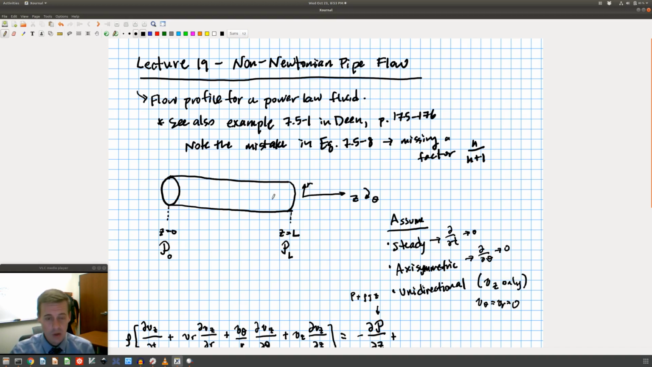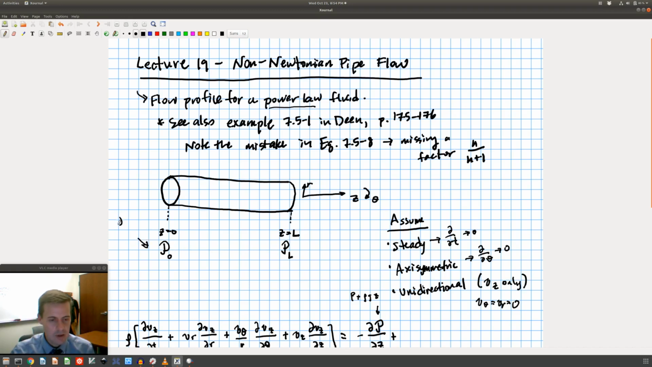Okay, so in this example, what we're looking at is pipe flow for a non-Newtonian fluid. In particular, we want to look at a power law fluid. I have a cylindrical pipe here. My coordinate system is set up similar to how I did in the previous example. Z is in this direction, R is in this direction, and theta is around here. I'm calling Z equals 0 the beginning of the pipe, Z equals L the end of the pipe, and I have a dynamic pressure at the beginning and end of the pipe.